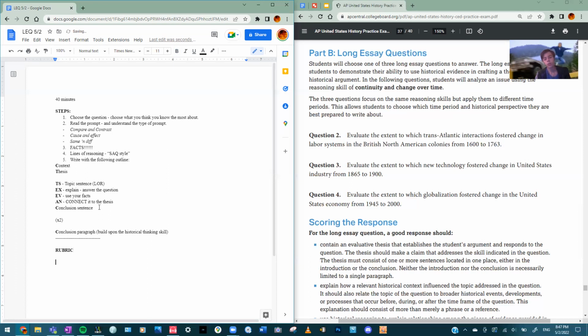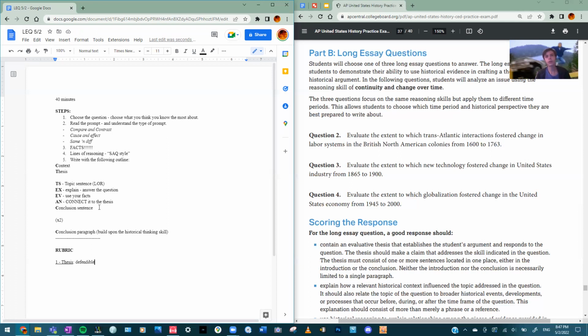For the LEQ, you have 6 points that you can get. The first point that you can get is for the thesis. To get this point, it must be defendable. What does defendable mean? It means that it's got to be something that you could actually argue, and that some person could argue against.